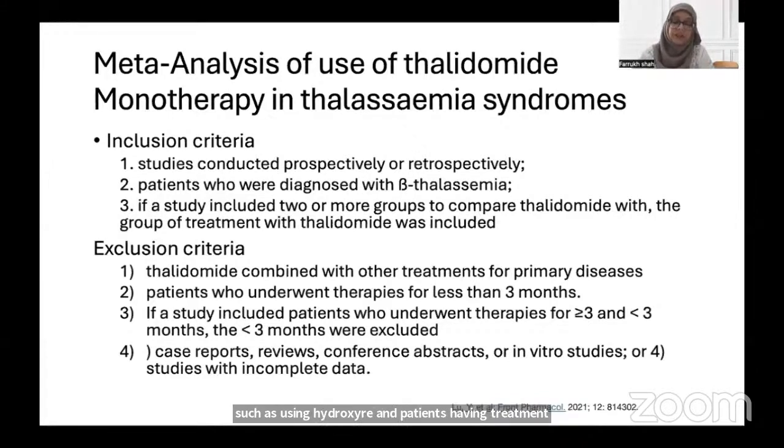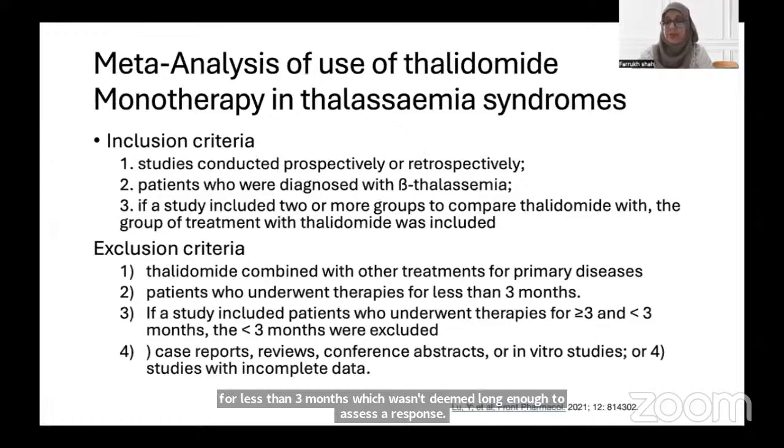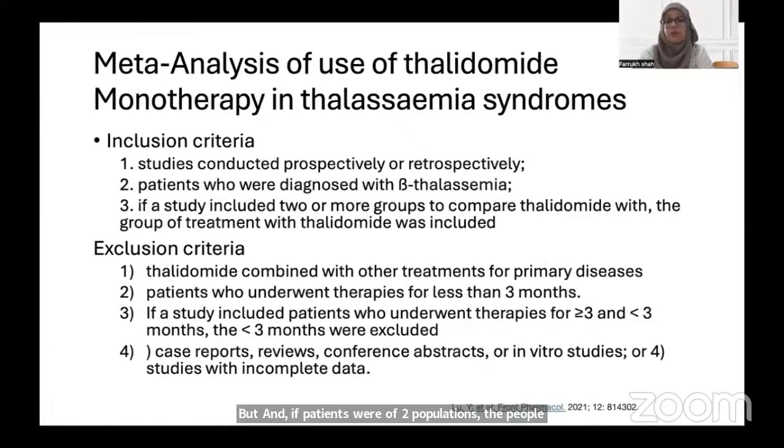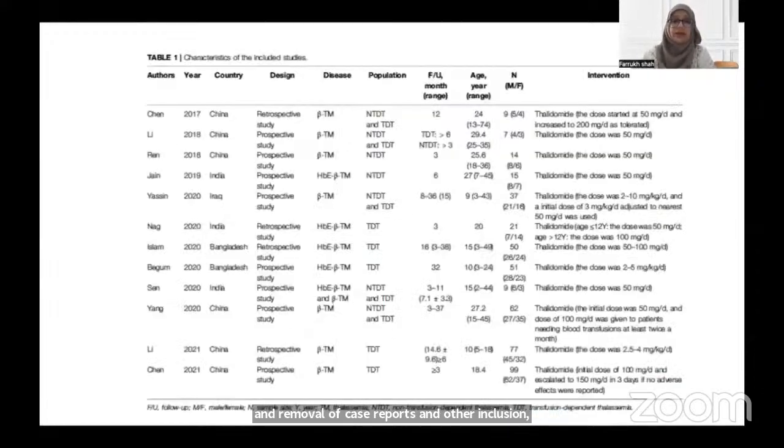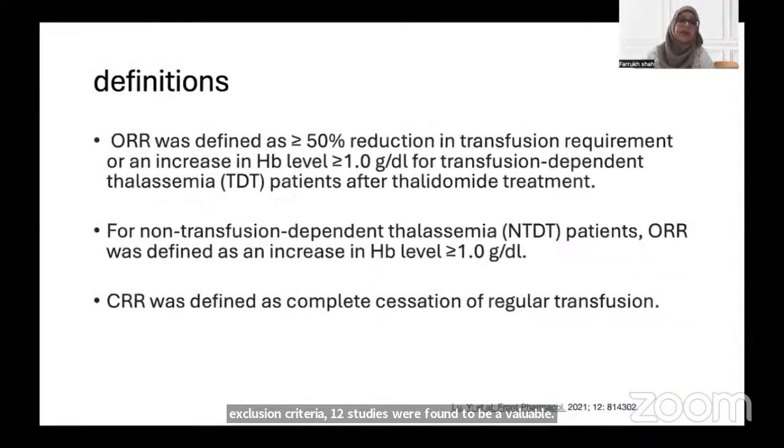Patients receiving therapy for more than 3 months were included, and case reports and other studies were excluded. The meta-analysis originally identified 109 studies using thalidomide, but following removal of duplicates, removal of case reports and other inclusion-exclusion criteria, 12 studies were found to be evaluable. And these are the 12 studies that were evaluated.